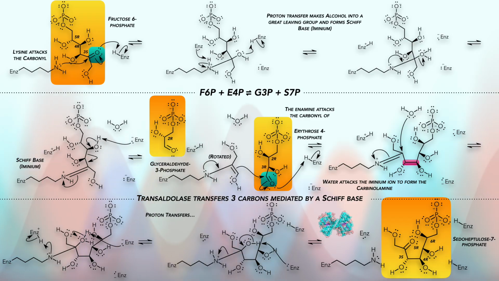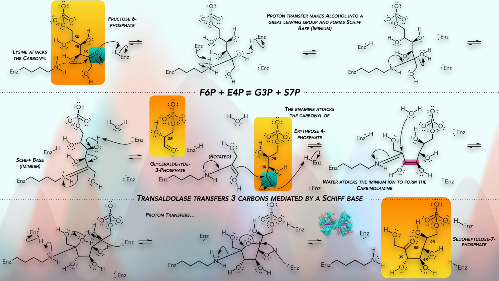Furthermore, we introduce transaldolase, associated with 3-carbon transfers. Don't mix this up with aldolase. Aldolase combined a 3-carbon sugar and a 3-carbon sugar to form a 6-carbon sugar, whereas this is a 3-carbon transfer.